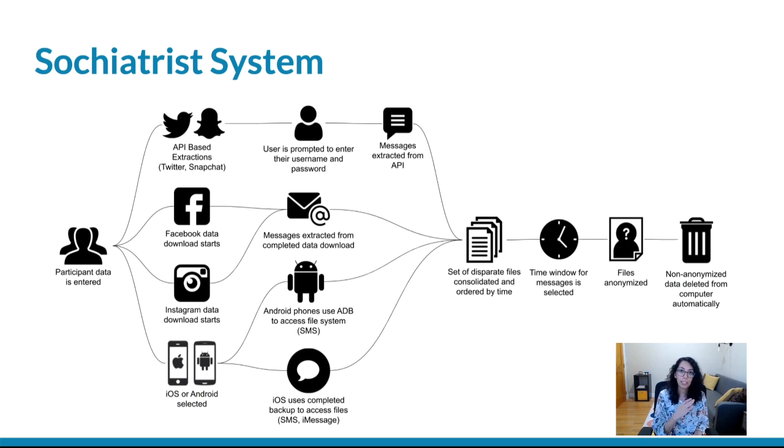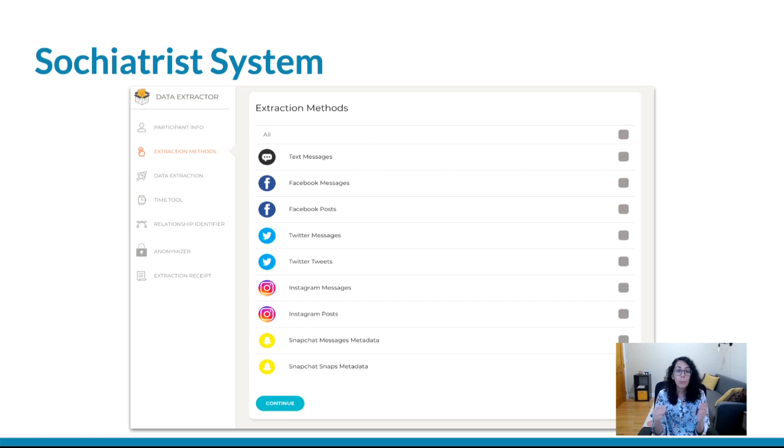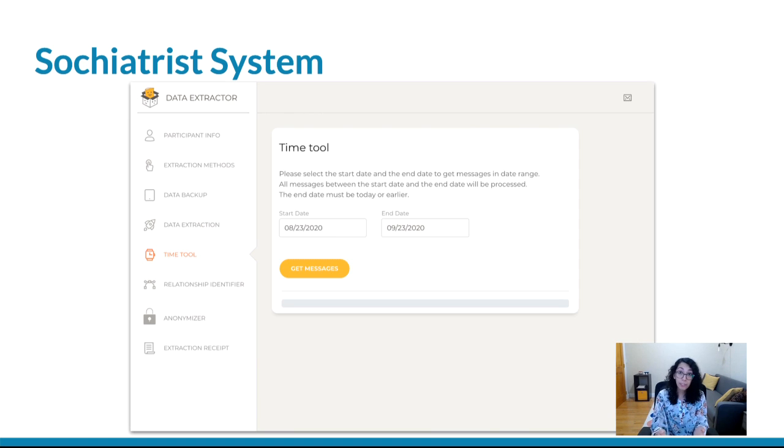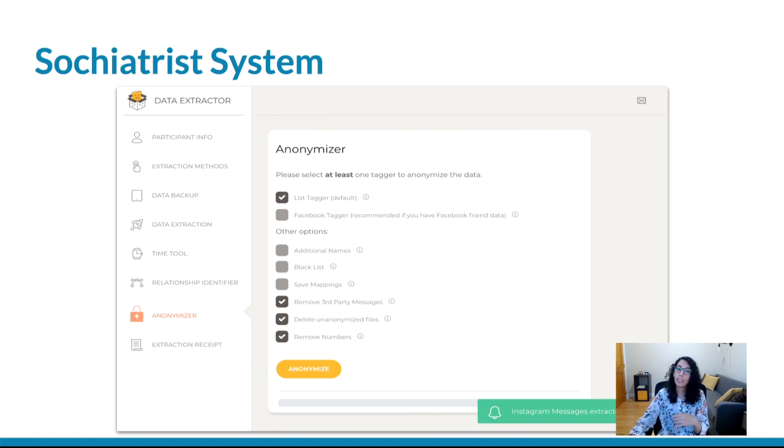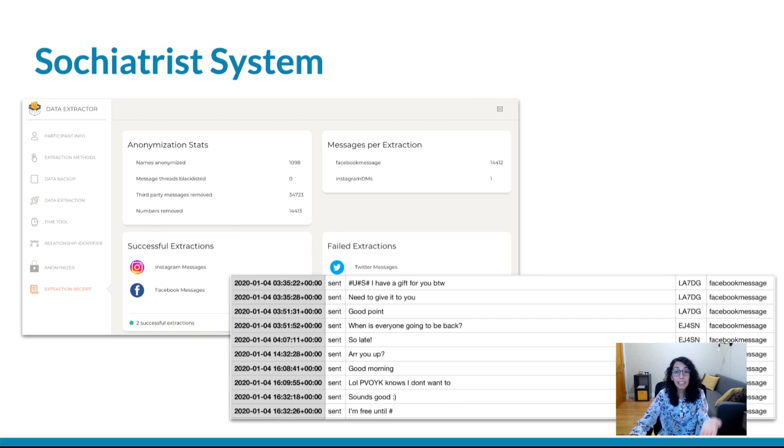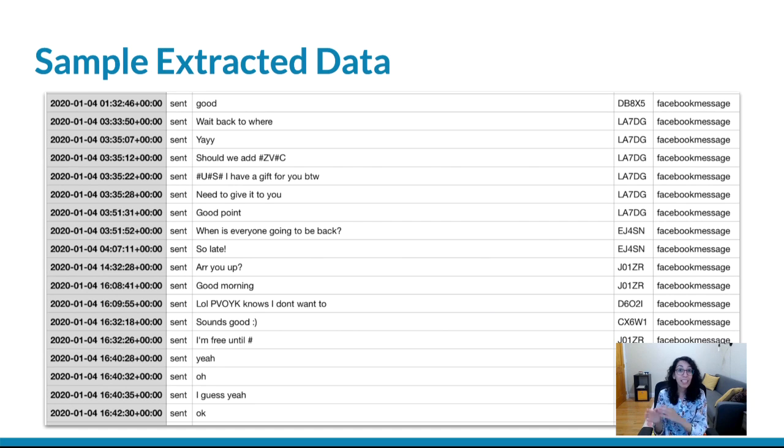Sochiatrist is a system that extracts, anonymizes, and then consolidates social media data for an individual user over a selected time period. What this means is that a patient can choose whatever platforms whose data they want to share with you, and then pick a time range of data that they want to share. They can anonymize their messages to keep their contacts' personal information safe, and then they can present that extracted data to you.